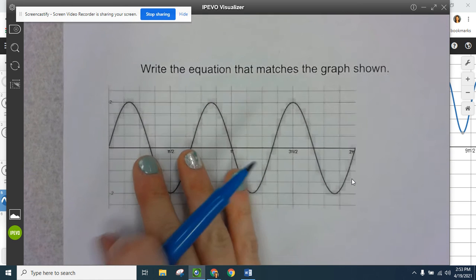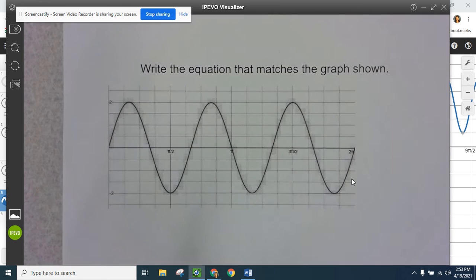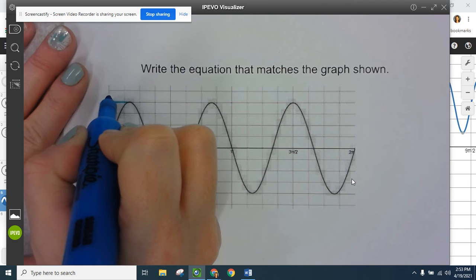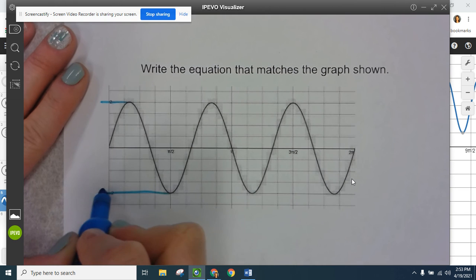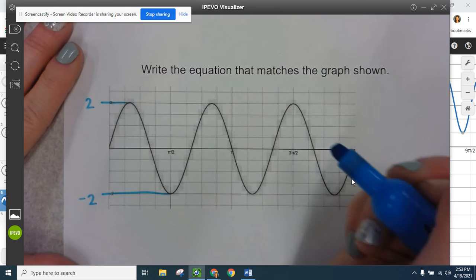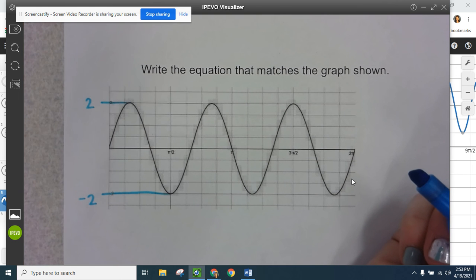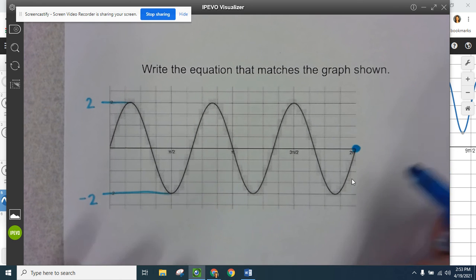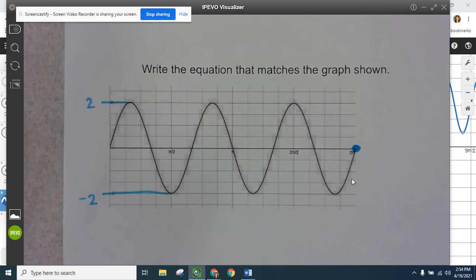All right. Let's do the opposite and grab some graphs and work backwards. Now, before I even try to make an equation, I find a couple things. I find the maximum. I find the minimum. So this is 2 and negative 2. And I find a key point, whether it be pi or 2 pi. Normally, I use 2 pi. And I'm going to talk about why I use 2 pi in just a second.